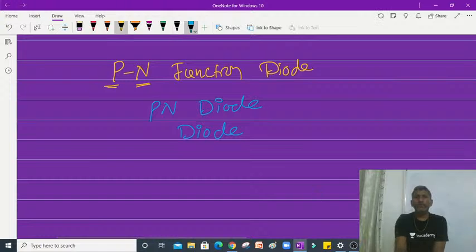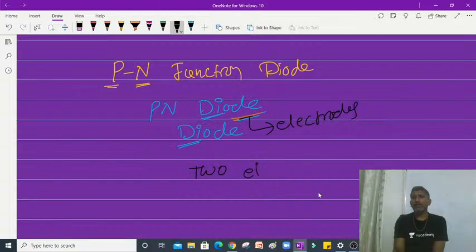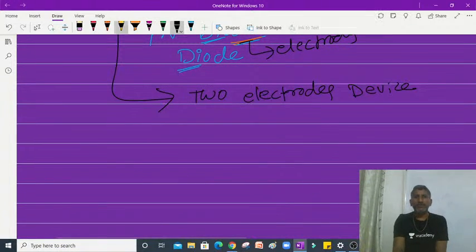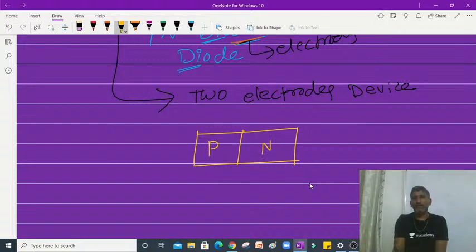You should remember one point here. Di means two. Ode relates to electrodes. So it is a two-electrode device. A PN junction diode is nothing but a two-electrode device. How to realize two electrodes: here is a p-type material, here an n-type material.